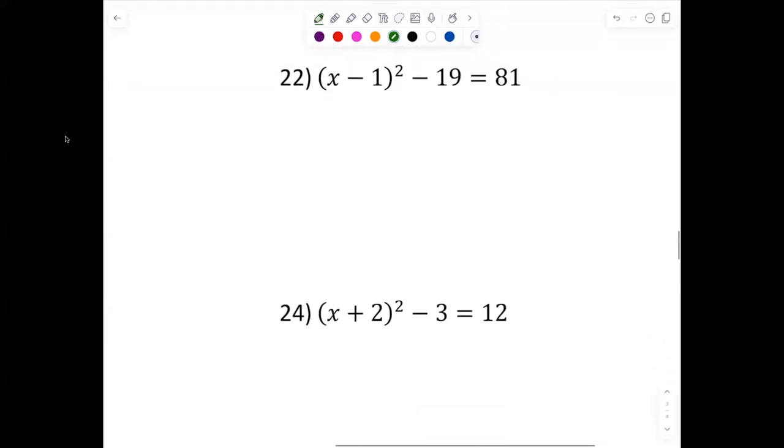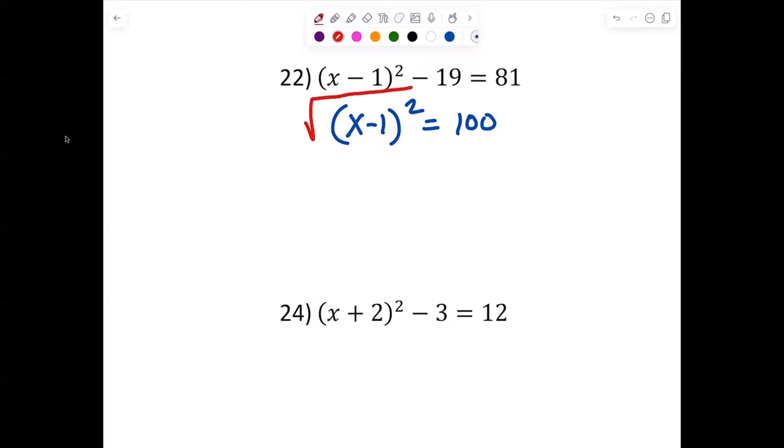All right, 22. Same process. What do I have to do to both sides first? Add 19. What's 81 plus 19? 100. Now, a little bit different. You have to undo the square to get to the x minus 1. So I do what to both sides? Square root. So x minus 1 equals, what's the square root of 100? Plus or minus 10. Everybody write that down, please.